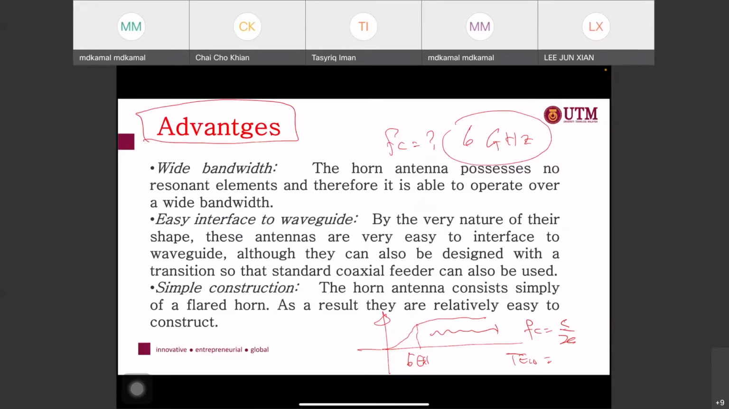Okay, so what we can see here, it's easy to interface to waveguide. By the very nature of the shape, they are very easy to interface to waveguide. I will show it to you later. You can also see it is a simple construction, and the horn antenna consists simply of a flared horn. As a result, it's easy to construct.